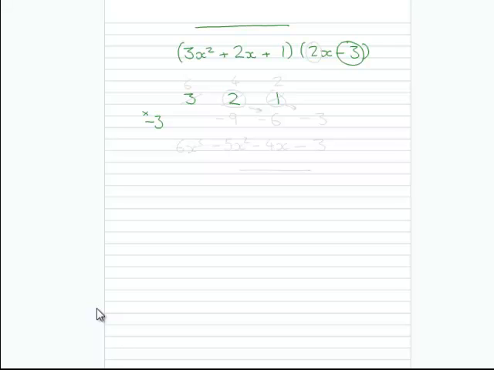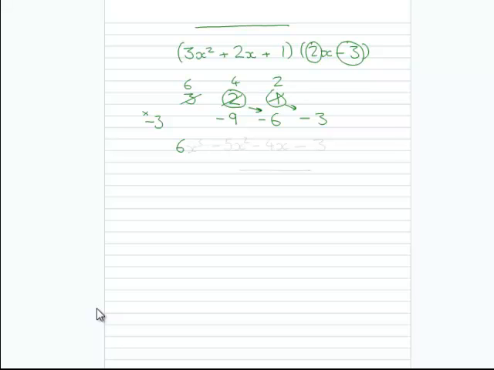So 3 times minus 3 is minus 9, which we put in the next column. Minus 3 times 2 is minus 6, which again goes in the next column. And minus 3 times 1 gives us minus 3. Now we also have this number here to deal with because we've got 2x rather than x. So we double each of these numbers, turning them into 6, into 4, and into 2 before totaling the columns.